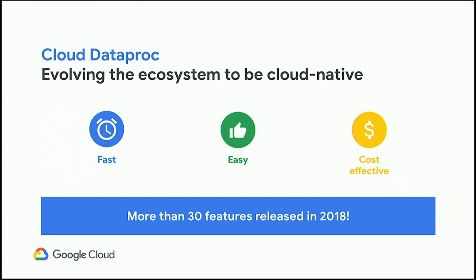And so with Cloud Dataproc, we are really trying to change open source software to be cloud native. This means taking features that are fast, easy, cost effective, and building around those. We launched more than 30 features last year alone. So this is still an area Google is heavily investing in.